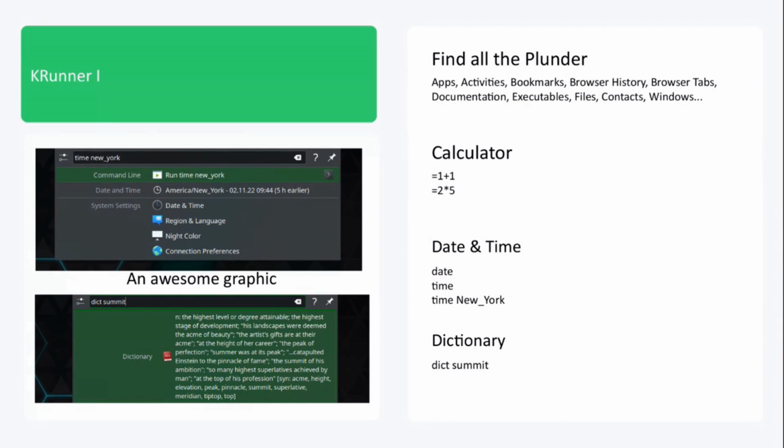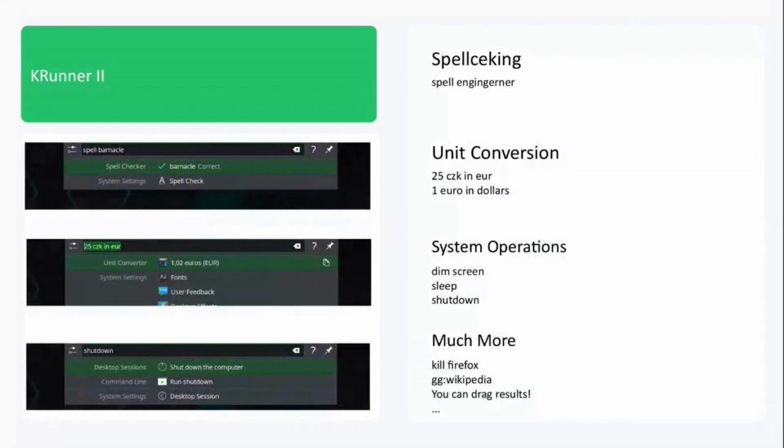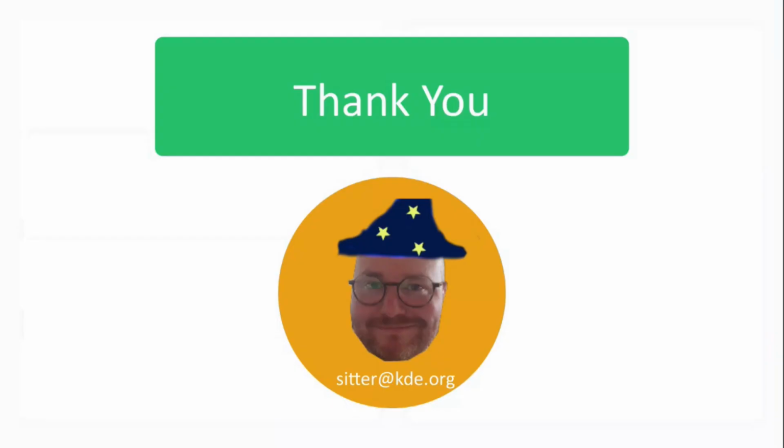There's going to be apps and activities and bookmarks and browser tabs and documentation. Oh, it goes on and on. You can use it as a calculator. You can also use it to check the date and time, also in a different time zone. Super handy as well. You can also use it as a dictionary, or maybe as a spell checker, in case you're not quite sure how to spell engineer. There's also unit conversion, various system operations, and so much more. Oh, you could kill Firefox with it, literally.